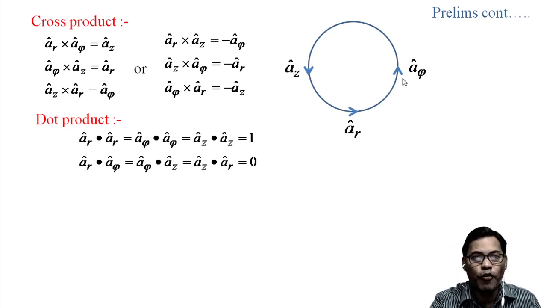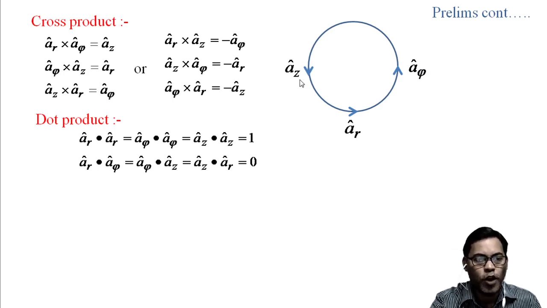Now if we move in the clockwise direction, then we can see that AR cross AZ will be equals to minus Aφ, just like the Cartesian coordinate system. AZ cross Aφ equals to minus AR, and Aφ cross AR will be equals to minus AZ.